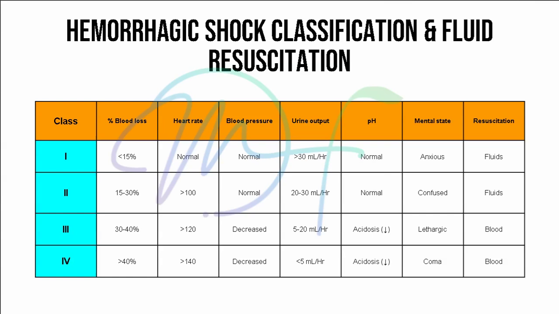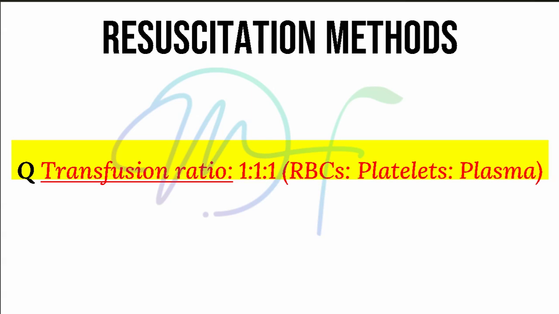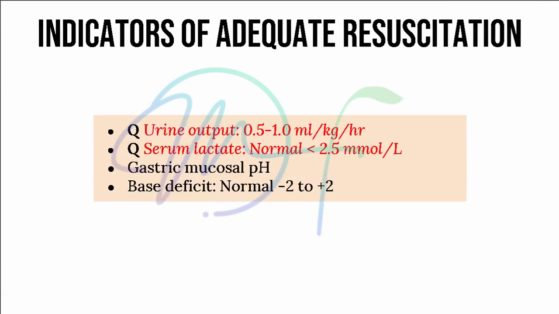Hemorrhagic shock is categorized into 4 classes based on blood loss, heart rate, blood pressure, urine output, pH, and mental state. Resuscitation strategies vary, with fluid replacement indicated for classes 1 and 2 and blood transfusion for classes 3 and 4. Maintaining a 1:1:1 ratio of RBCs, platelets, and plasma is essential for effective management. Effective resuscitation involves monitoring parameters like urine output, 0.5 to 1.0 milliliters per kilogram per hour, serum lactate levels, less than 2.5 millimoles per liter, and base deficit, -2 to +2.